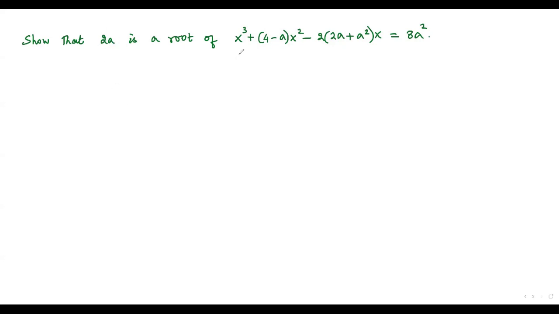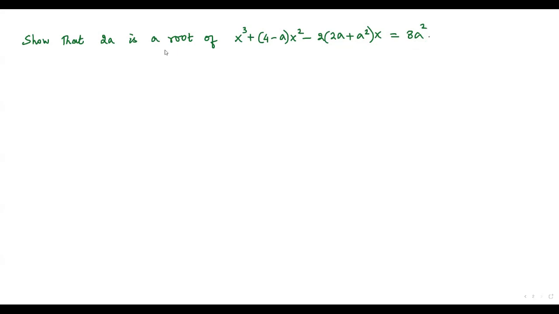For that, first we have to write this cubic equation in standard form. What is standard form? Usually when I write an equation in standard form, we have all the terms on one side of the equation, and on the other side we have 0. But here on the right side of the equation we have 8a². So when I get rid of this 8a², we'll have 0 on the right side.